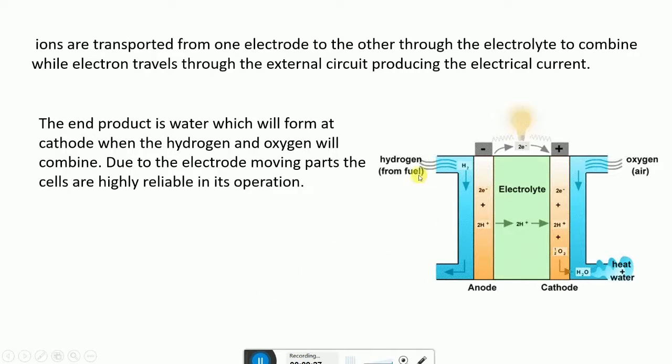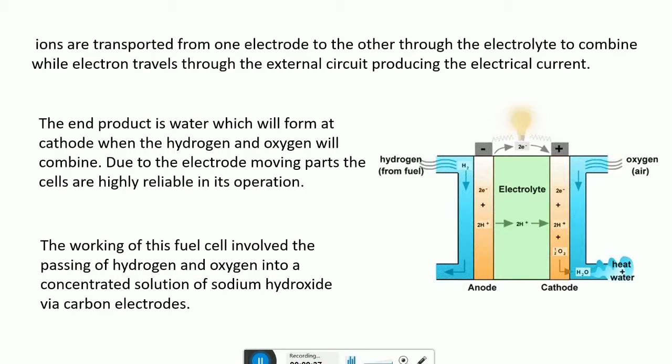Hydrogen enters at the anode and oxygen at the cathode. The working of this fuel cell involves passing hydrogen and oxygen into a concentrated solution of sodium hydroxide via carbon electrodes. The negatively charged electrons provide the current through wires to do work, as the hydrogen atoms are ionized and carry a positive electric charge.